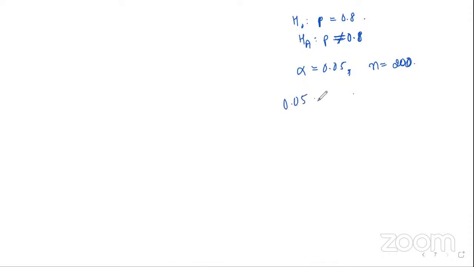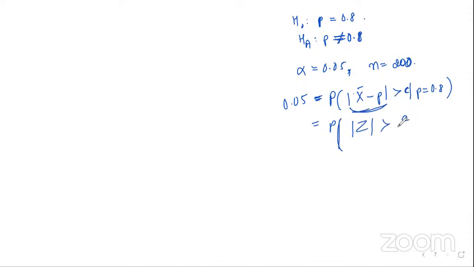Now, what does alpha mean? This is the probability that mod of x bar minus p is greater than c, given p equals 0.8, when the null is true. So if you convert this to mod z, this is going to be c divided by the square root of 0.8 times 0.2 divided by 200.